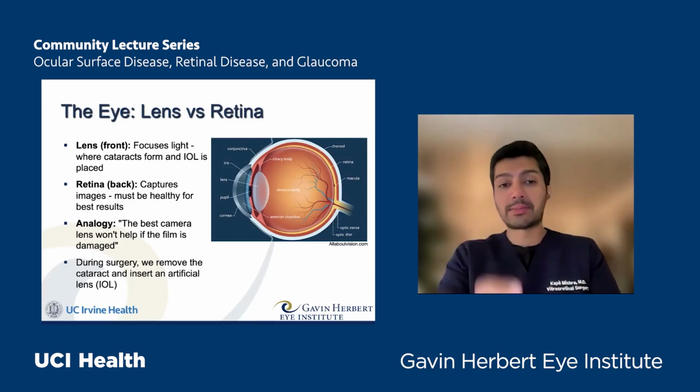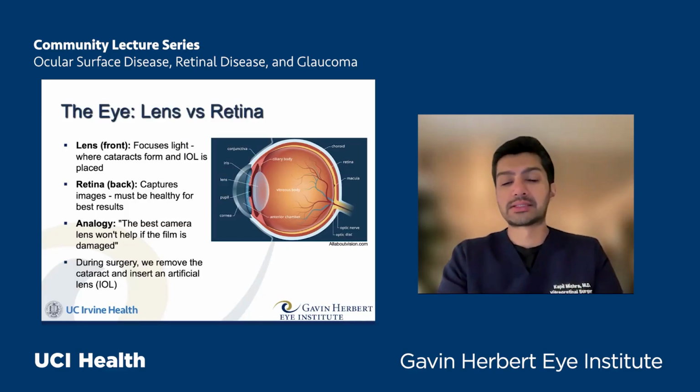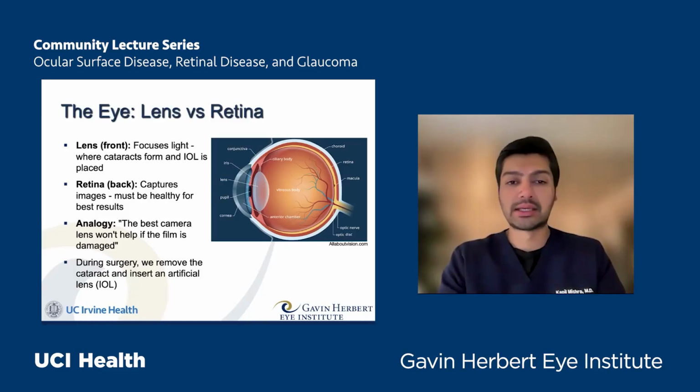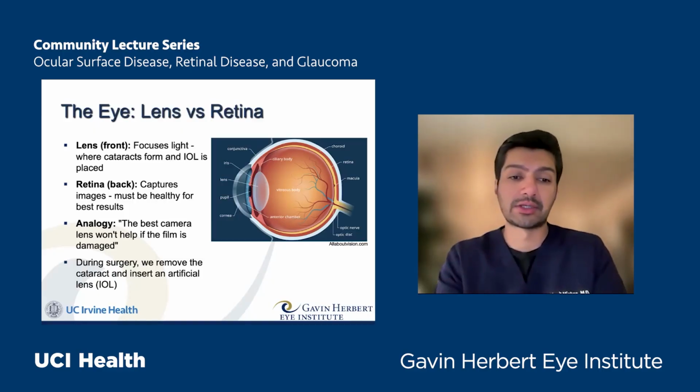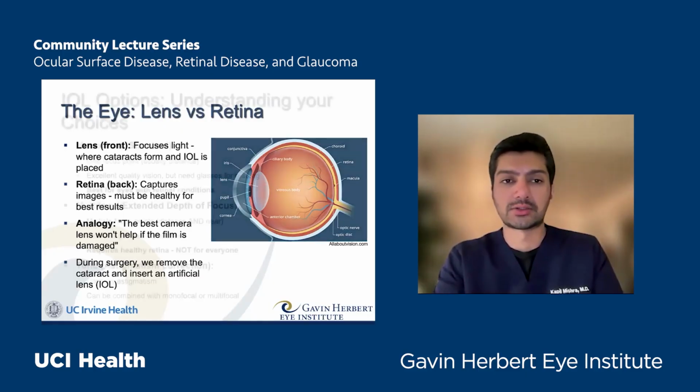When we're examining you, if we can't see so clearly into your eye, then it makes sense that you may not be able to see as well looking out of the eye. And regardless of how amazing the cataract surgery goes or how good the front of your eye looks, the best camera lens in the world won't help if the film, which is the retina, is damaged. We've come a long way in treating retinal conditions, but we have to make sure that we're treating it appropriately before cataract surgery.